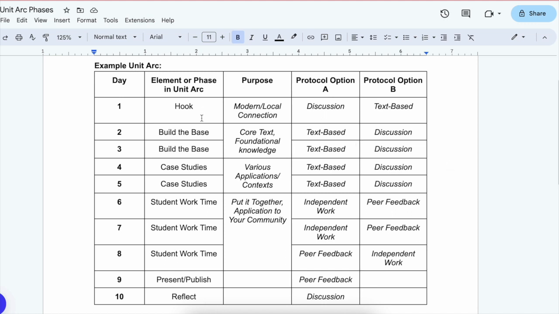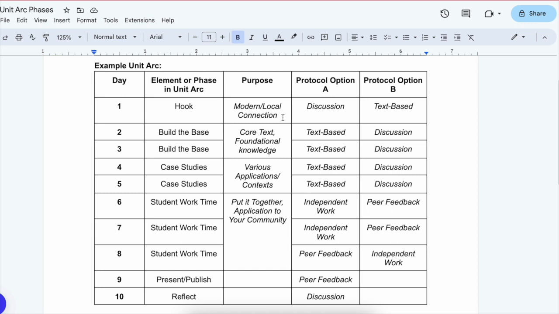So the purpose of the hook, while I think it is obvious what a hook is, right? Or the idea of hooking the student's engagement, often what we come up with for a hook is not that engaging. And even if it is engaging, sometimes it's not actually deepening the student's understanding in a meaningful way. So what I think is best is to always be thinking about the question, why is this valuable to students right now in this moment, but also to their local connection? So we need it to be modern and or local.